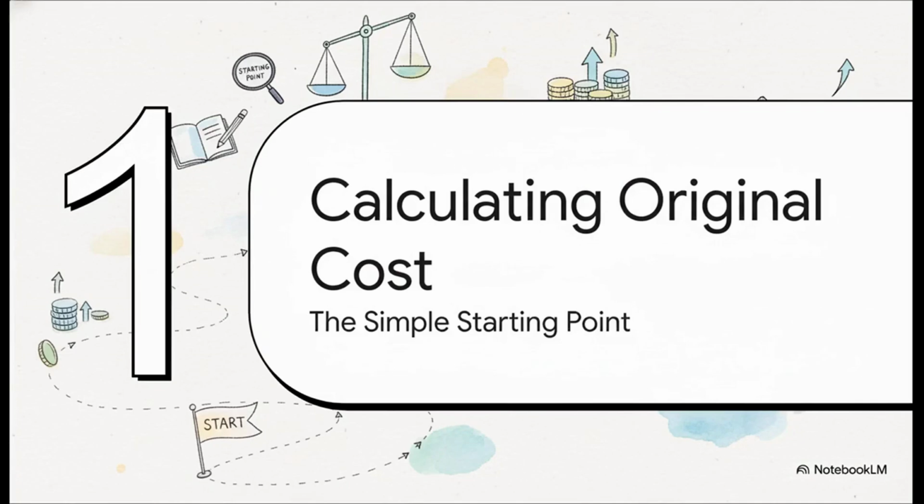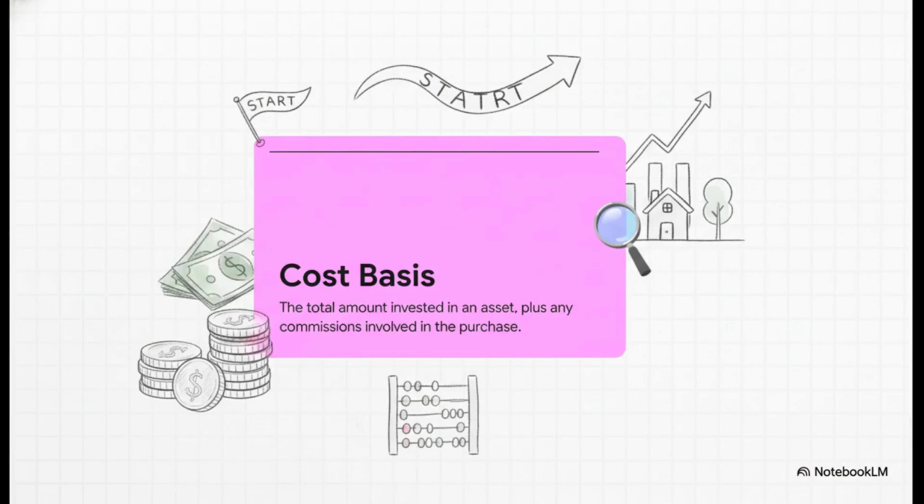Okay, so let's start at the very beginning. Calculating your cost basis is, believe it or not, pretty straightforward once you know the rule. It really all comes back to where you started. So what is it? At its heart, cost basis is simply the total amount of cash you put in to get an asset. That's it. Think of it like the original price tag. It includes the purchase price and any of those annoying little fees or commissions you paid to make the trade.